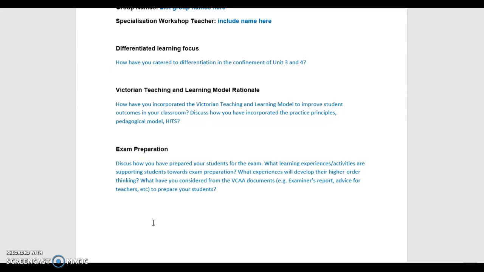What experiences and what activities have you included to support students towards exam preparation? So thinking about higher order skills, how are they going to develop those? What considerations from the VCAA documents have you thought about? What does it say in the examiner's report, for example? What does it say in the advice for teachers about what you should do and how you should prepare your students, and what have you thought about that in terms of your unit plan? Okay, so thinking about the exam preparation. Obviously, it's not ideal to teach to the exam, but this is something that you need to think about in order to prepare your students.